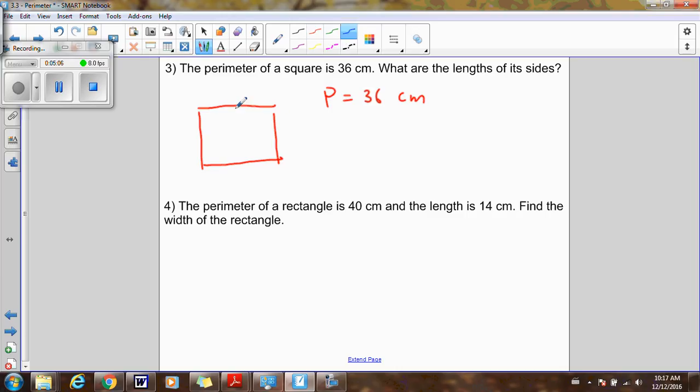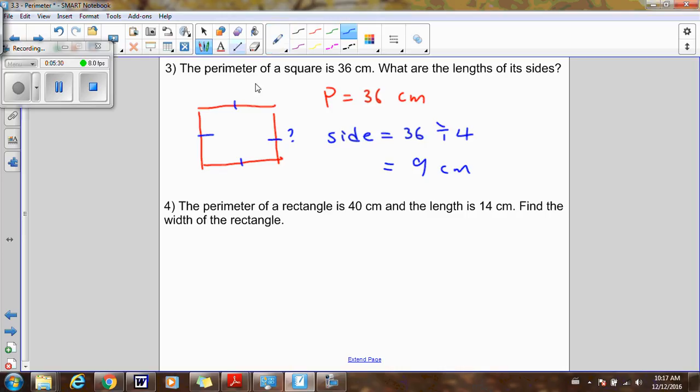Okay, but if you think about it, a square has 4 sides. So to find out the length of each side, all you have to do is take 36 divided by, how many sides are there? Well, there are 4. So 36 divided by 4 is 9. So therefore, the length would just be 4 centimeters. Sorry, 9 centimeters each. Okay.